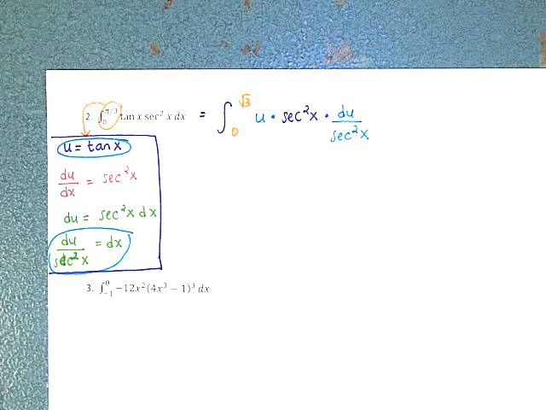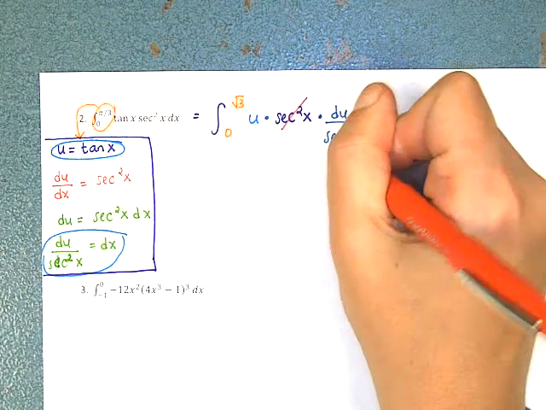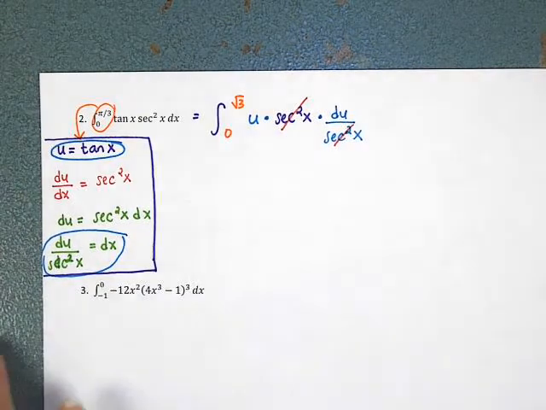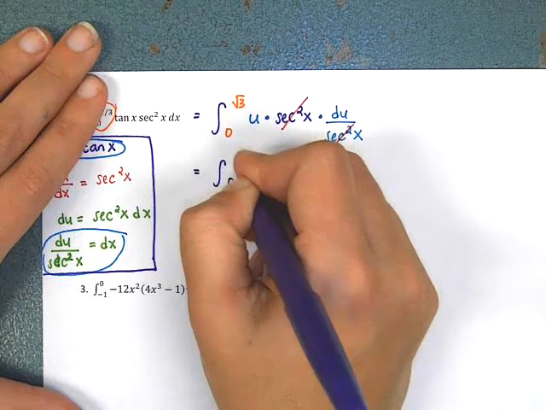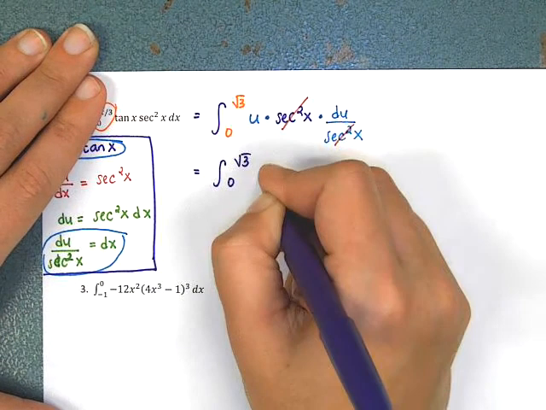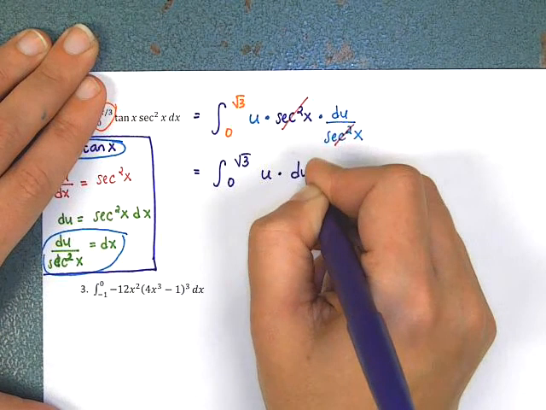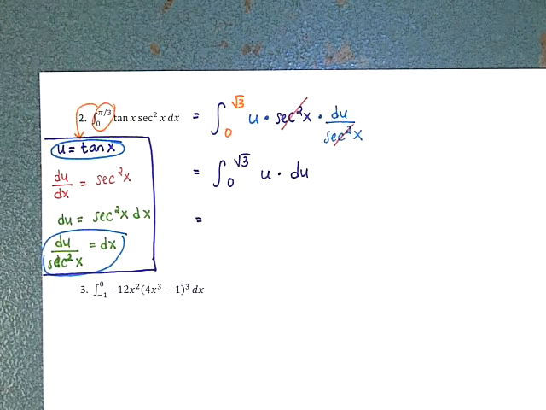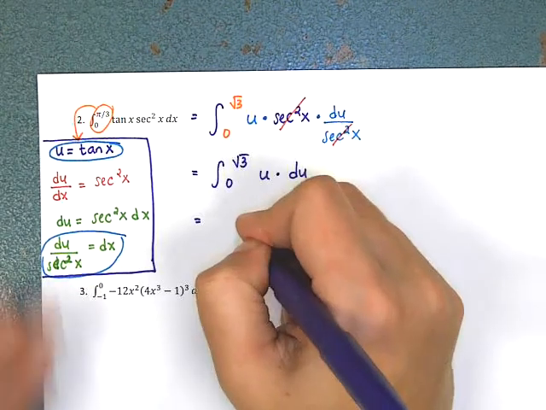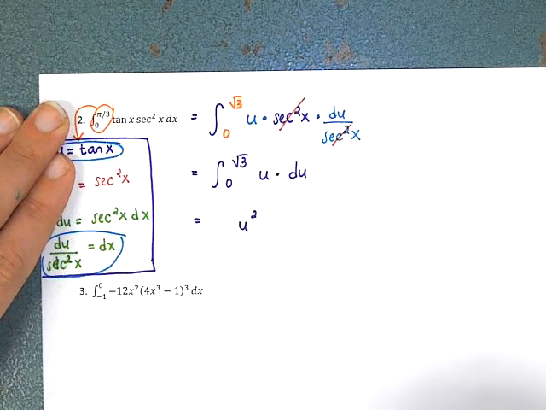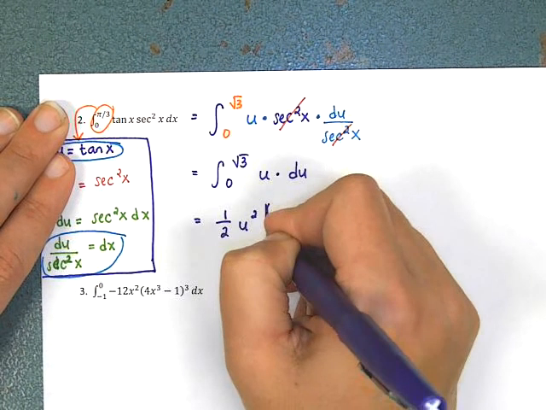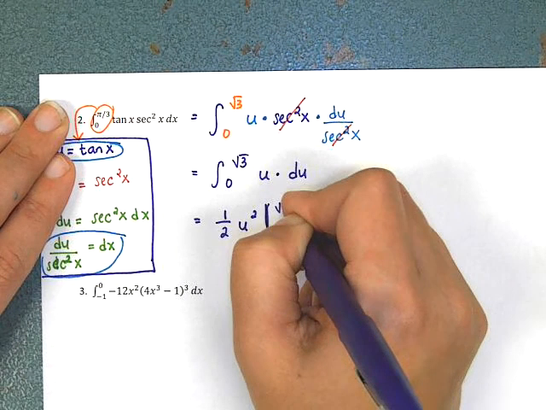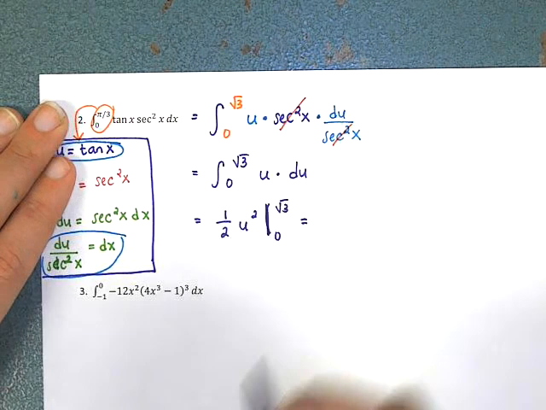Now something should cancel. The chain should cancel. So my new problem is the integral from 0 to the square root of 3 of u times du. Now the antiderivative of u would be u squared, and then I have to divide by 2 to undo the power, evaluated between 0 and the square root of 3, plus c.